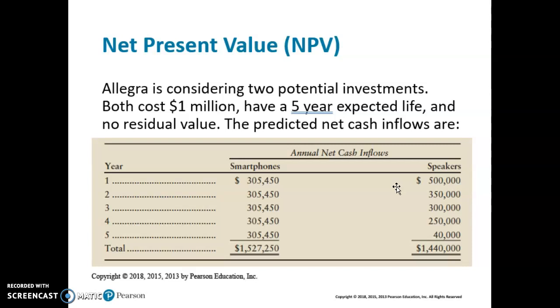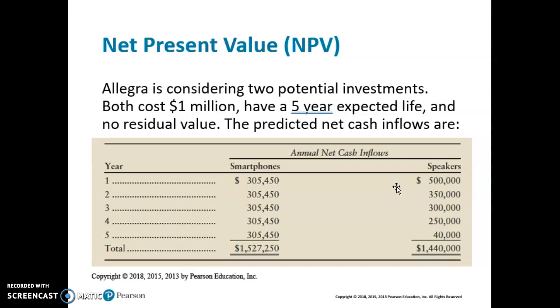And the discount rate depends on the riskiness of investments. Okay, you won't have to figure out what that is. That'll be given to you. The higher the risk, the higher the discount rate. Okay, and Allegra's discount rate for these investments is 14%, which today would be really high, right? But interest rates move all over the place.